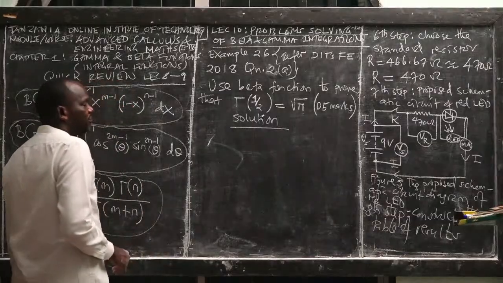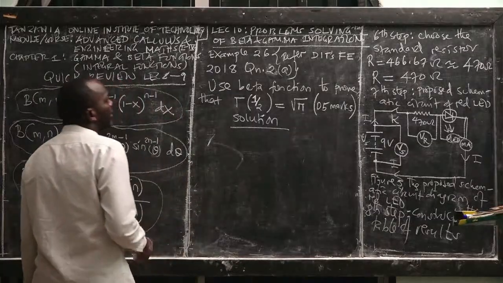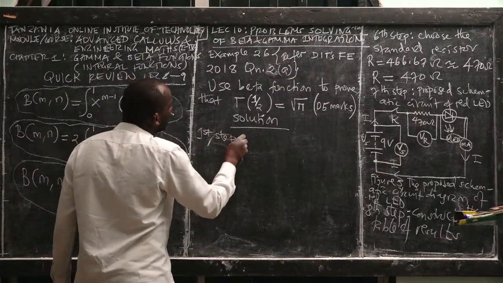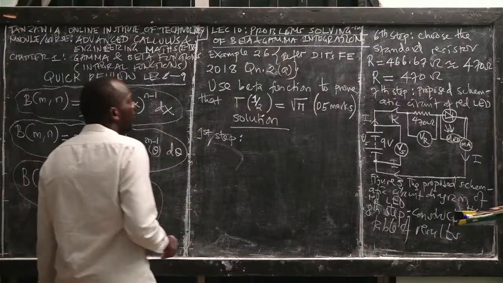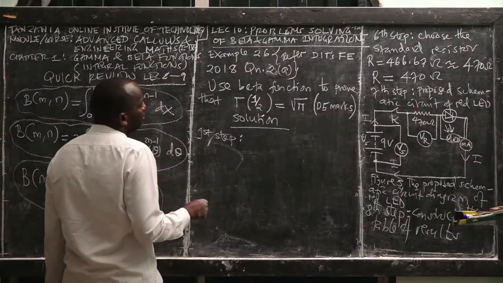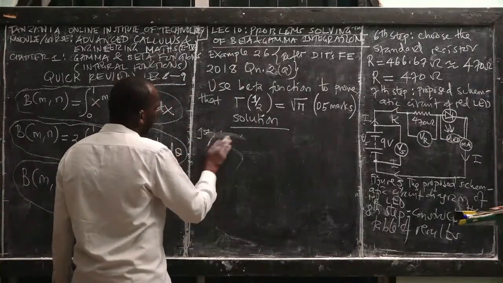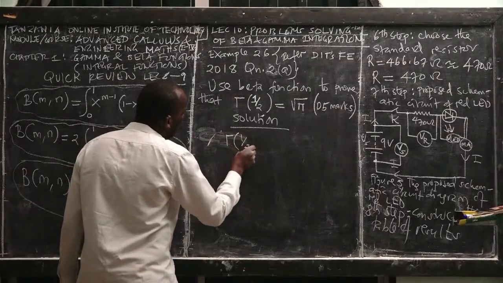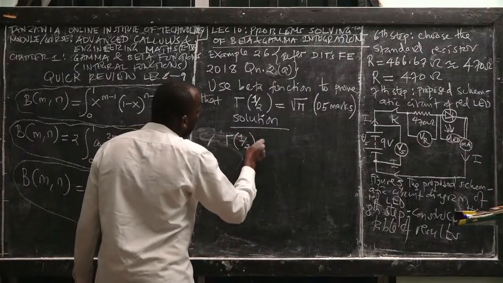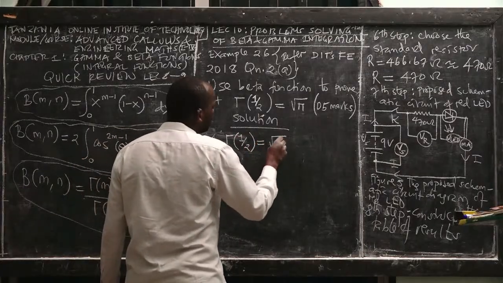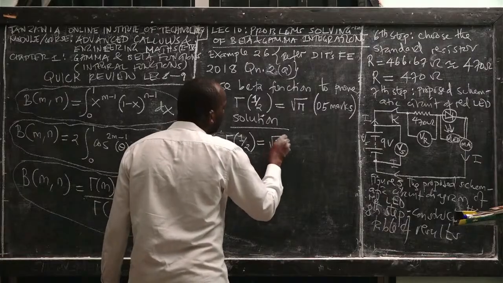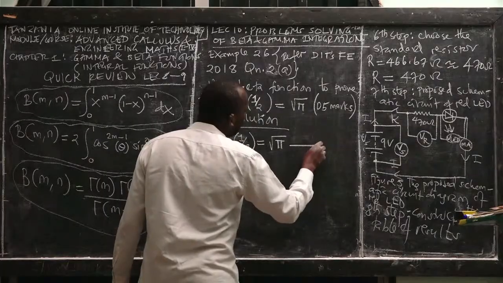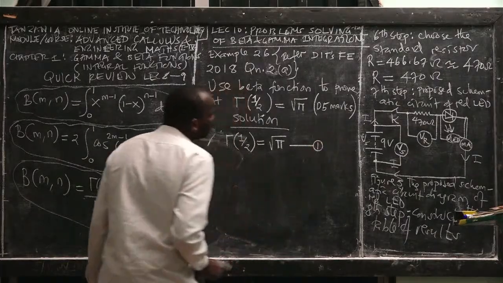So first step, we are going to solve this question by using beta function. Before the first step, let us number this equation. Gamma of a half, this left hand side, is equal to under root pi. Suppose that this one to be equation 1.